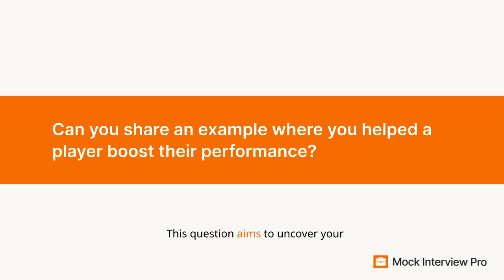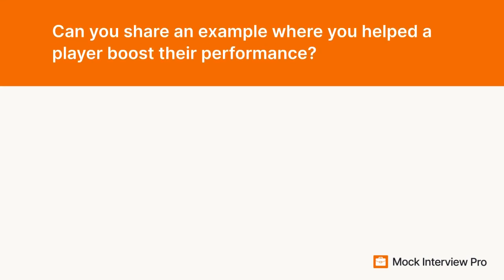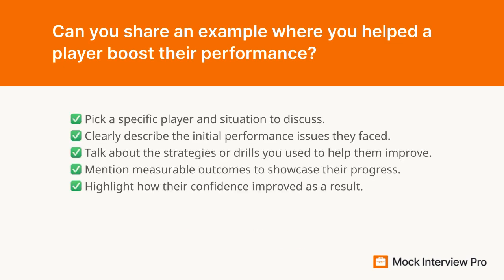This question aims to uncover your ability to identify performance issues and implement effective strategies for improvement. Here are a few pointers to keep in mind when answering this question. Pick a specific player and situation to discuss. Clearly describe the initial performance issues they faced. Talk about the strategies or drills you used to help them improve. Mention measurable outcomes to showcase their progress. Highlight how their confidence improved as a result.